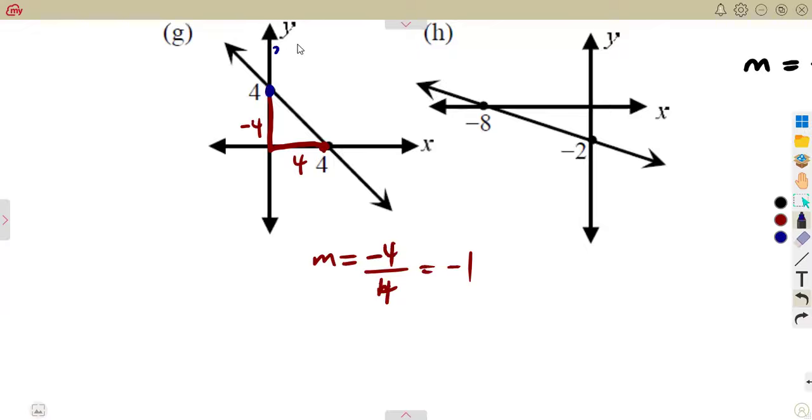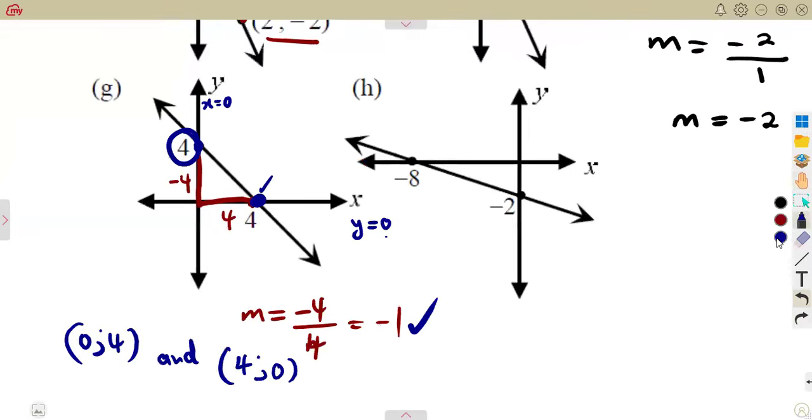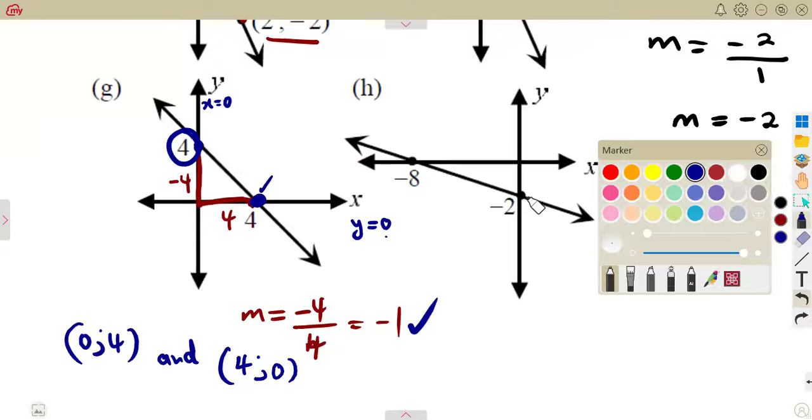I want you to use points here and see that you're going to have the same thing. Remember, on the y-axis, x is equal to 0. So this point here is given as (0, 4). And this point on the x-axis, remember, on the x-axis y is equal to 0. So we are given the x value, which is 4, but the y value is 0. I want you to use these two points, calculate your gradient, and prove that it gives you -1.